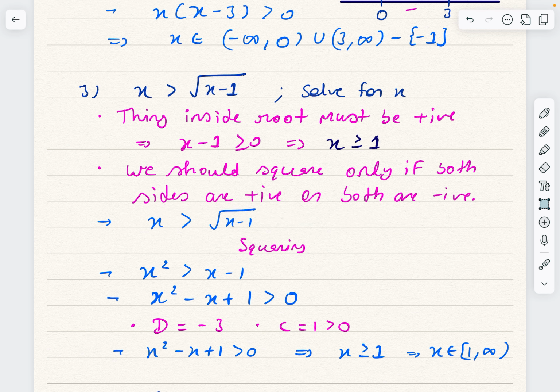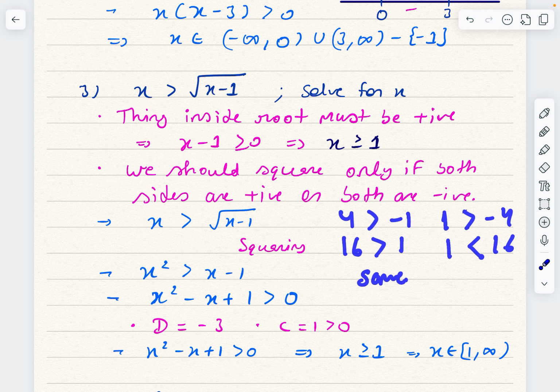See, 4 is more than minus 1. You square, you get 16 and 1. So it is same. Now, 1 is more than minus 4. Square, you get 1 and 16. Now it will change. So can I say it varies from case to case? We cannot generalize anything. So when we have one side positive, one side negative, we cannot generalize, so do not square that time. You square only if both sides are positive or both sides are negative.